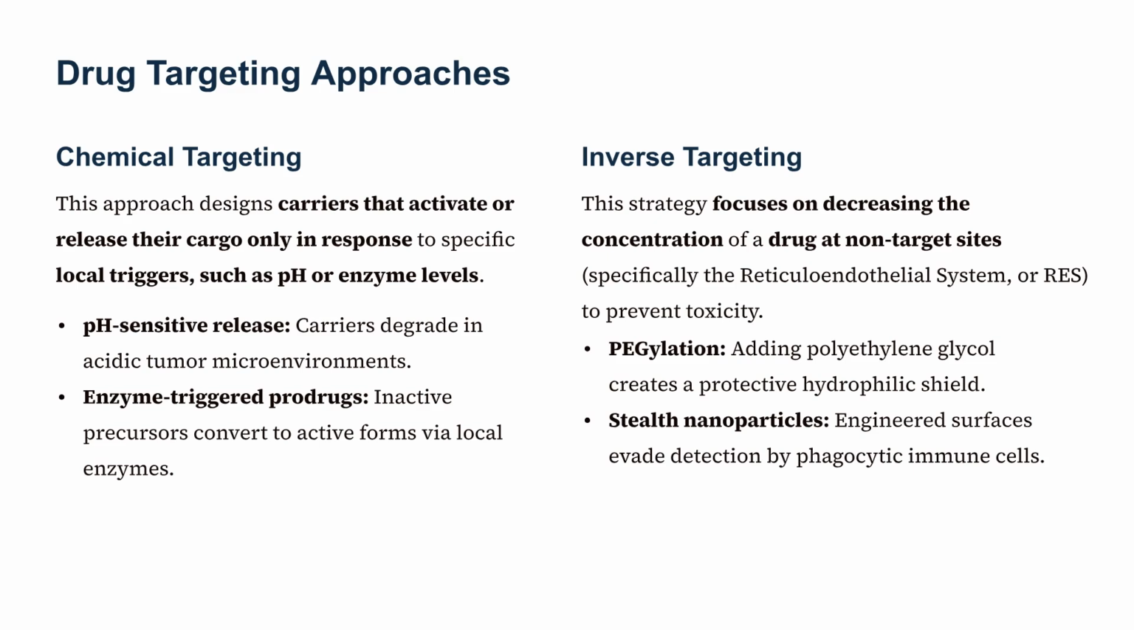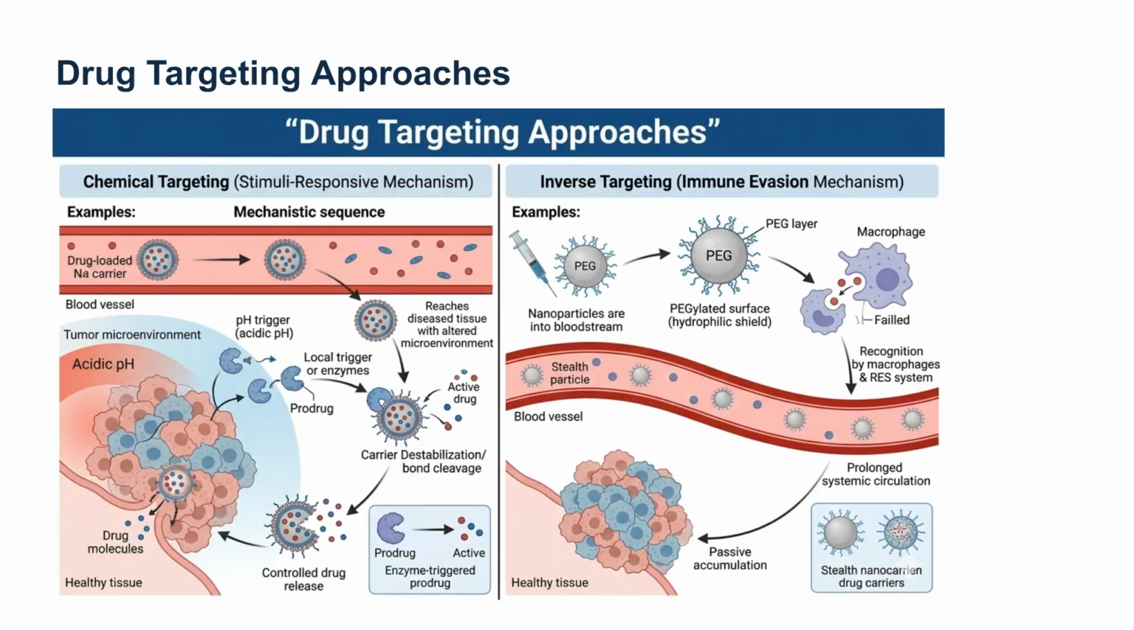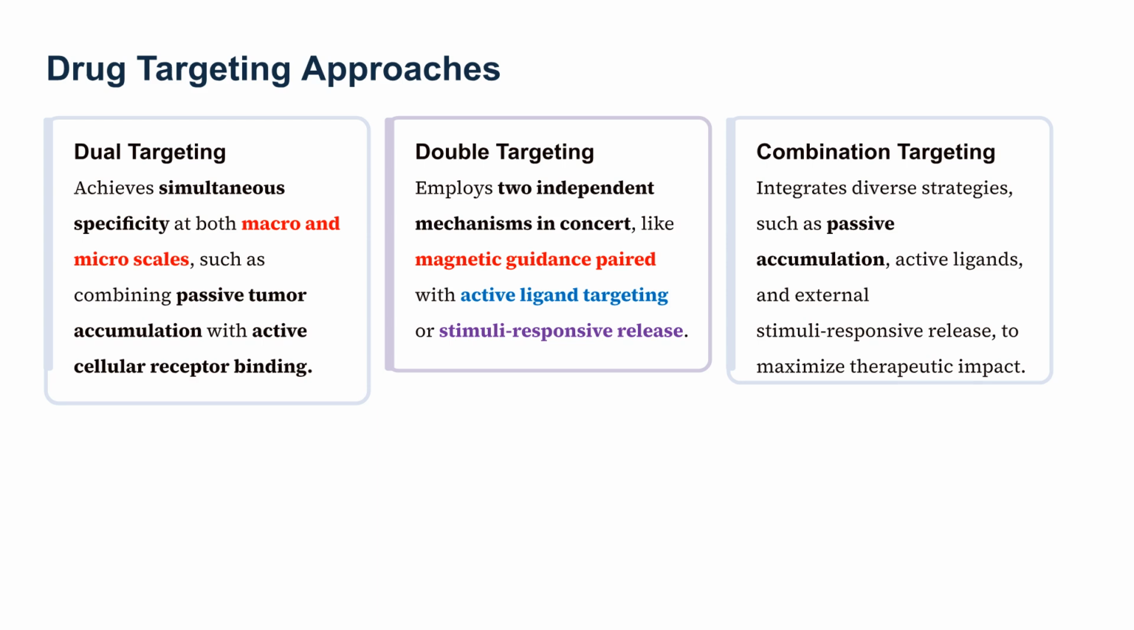Inverse targeting decreases drug concentration at non-target sites, such as the reticuloendothelial system, to prevent toxicity, utilizing methods like pegylation and stealth nanoparticles. This image contrasts chemical and inverse targeting. Chemical targeting shows a drug-loaded carrier releasing its payload in the acidic tumor microenvironment, or via enzyme-triggered prodrugs. Inverse targeting illustrates how pegylated or stealth nanoparticles evade macrophages and the RES, allowing for prolonged systemic circulation and passive accumulation in diseased tissue. Let's explore advanced drug targeting approaches.